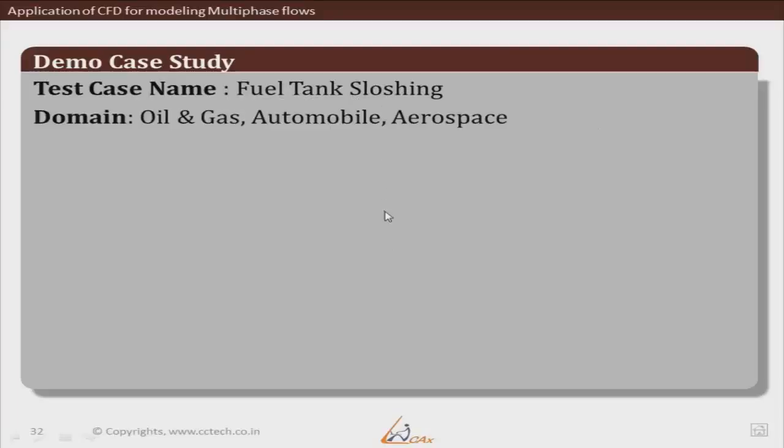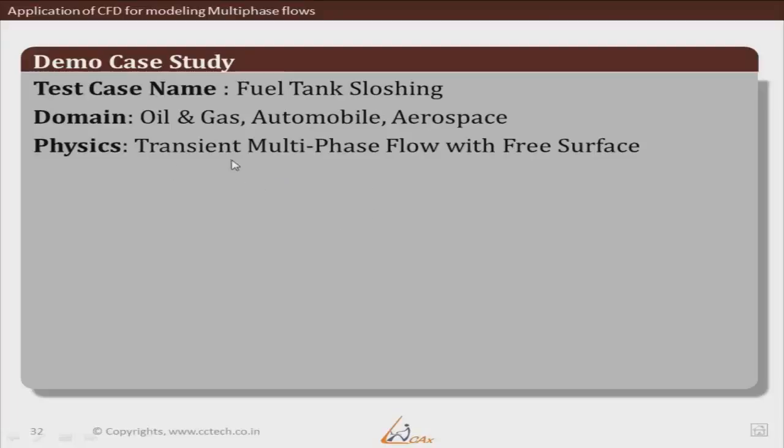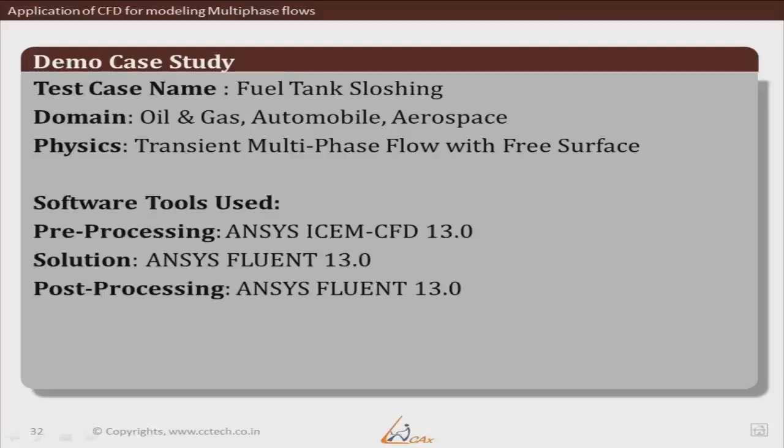After this, what we will see is a demo case in which we have used the volume of fluid approach in order to model separated flows, or flows where two phases have a distinct interface or distinct contact between them. This particular demo case is titled fuel tank sloshing. It is utilized in domains like oil and gas, automobile, aerospace. The physics involved is transient multiphase flow with free surface. Software used are ANSYS ICEM and ANSYS Fluent for meshing as well as solving.